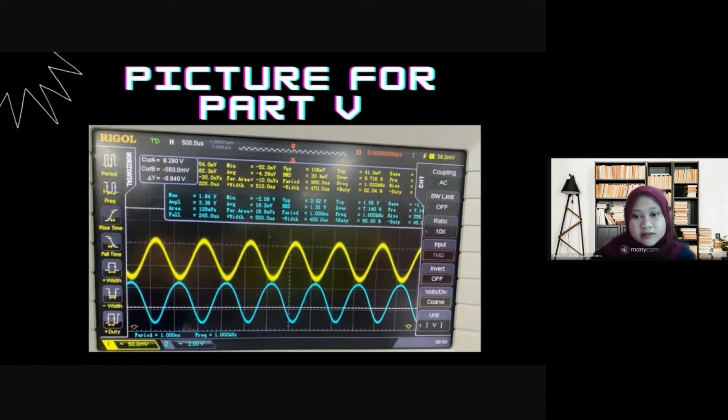Next, this is part 5. We need to determine the phase difference between the two waveforms, the phase relationship between the input and output signal. So we use both channels on the oscilloscope to display the input and output signal of the CE amplifier. This is the result that we got for the waveform obtained.